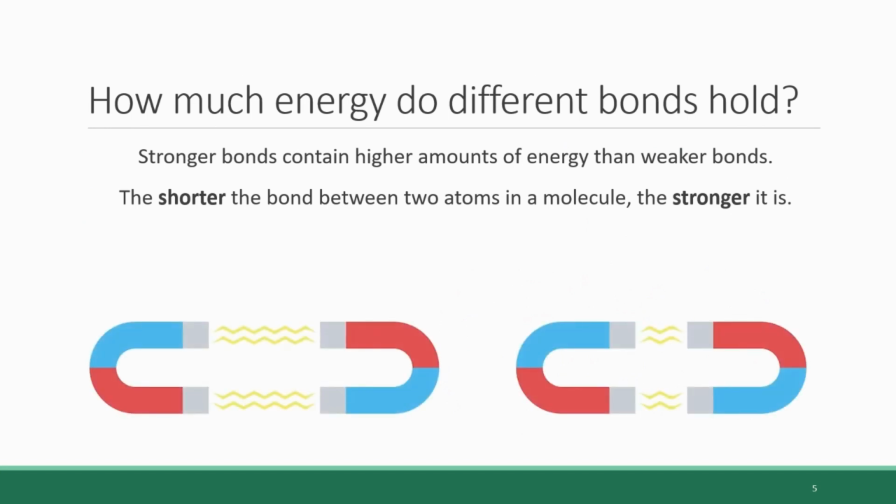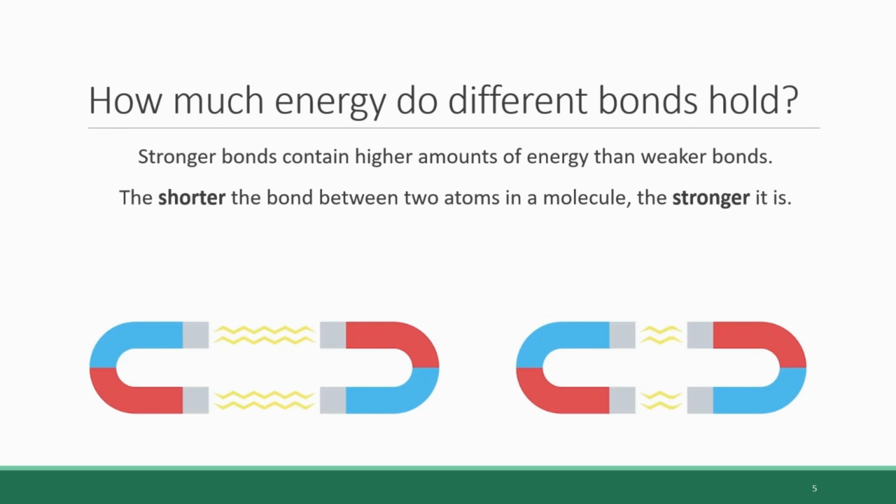Especially if you've ever played around with magnets before, what you may have noticed is that as you move the magnets closer together, the attraction between them becomes stronger and it's harder to pull them apart. And magnetic energy is different from chemical energy, but the principle is the same. The shorter the distance between the two attracted objects, the stronger the attraction. So the shorter the bond length, the stronger the bond.